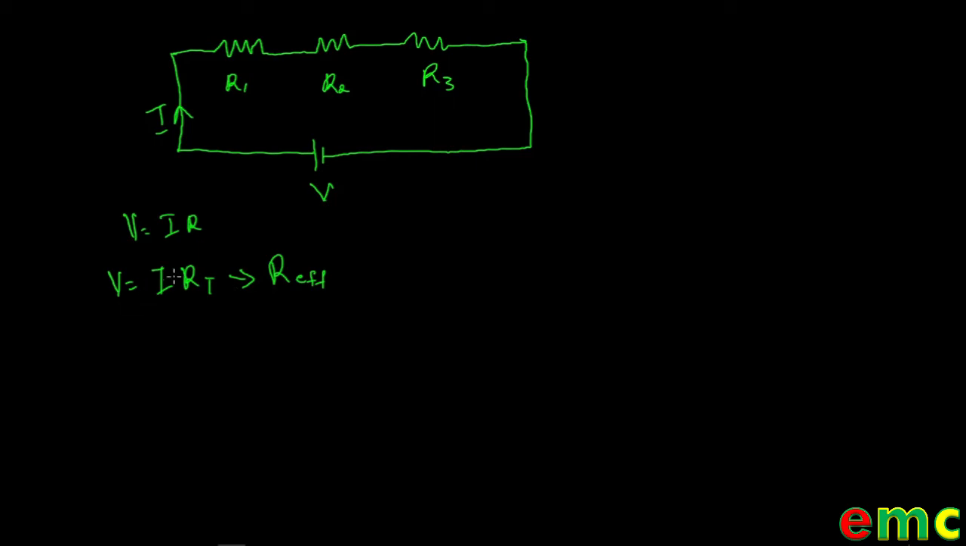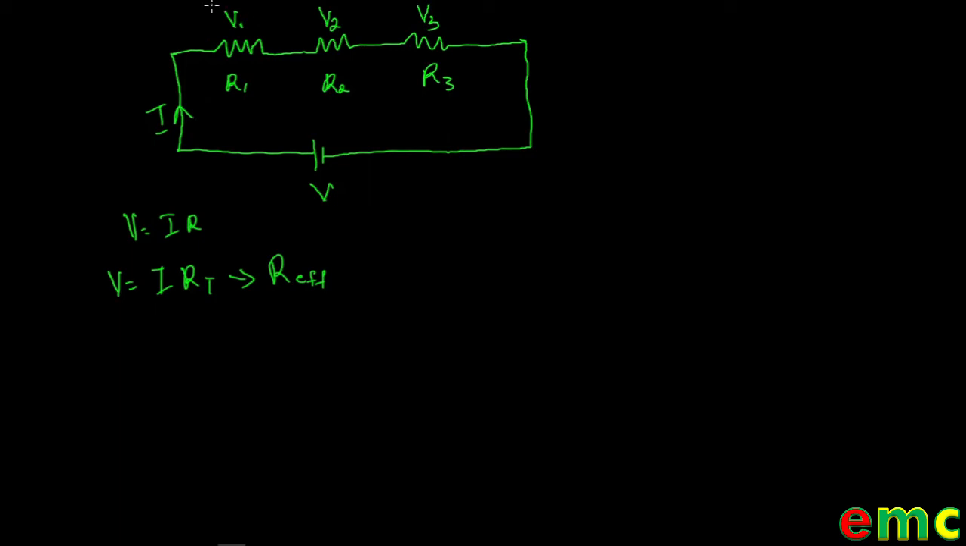So, in a series circuit, the same current flows through the circuit, but there are different voltage drops across each of the loads because each of the resistors has a different resistance. Even though the current flowing through them is the same, the voltage dropped across each of the resistors is different. So, across resistor 1, we have a voltage drop of V1. Across resistor 2, we have a voltage drop of V2. And across resistor 3, we have another voltage drop of V3.